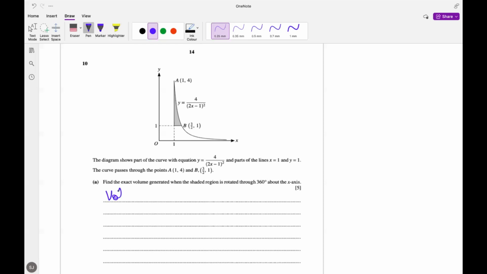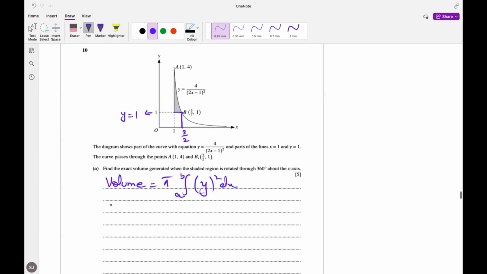Now the formula to find volume is pi times the integral of y squared with the limits b and a. To find the volume of the shaded region, we can see that it is above the line which has the equation y equals 1. So first we will find the volume under the curve using the limits 3 upon 2, as the value of b is 3 upon 2, and 1. Then find the volume under the line and subtract the two volumes to get the volume of the shaded region.